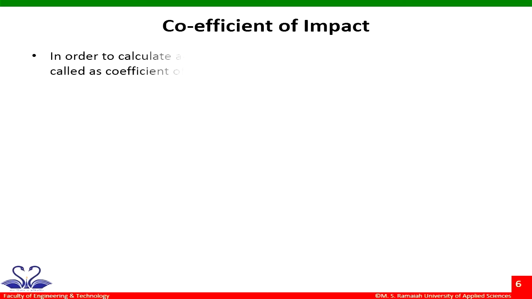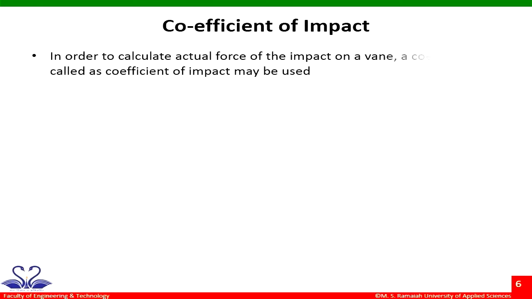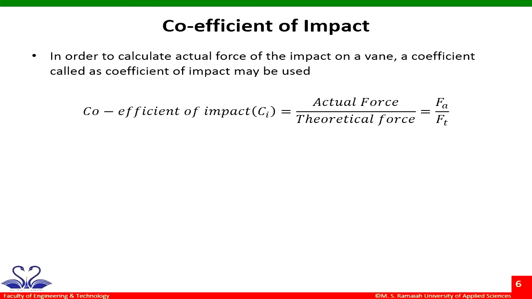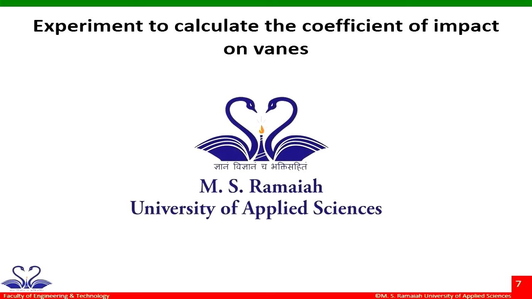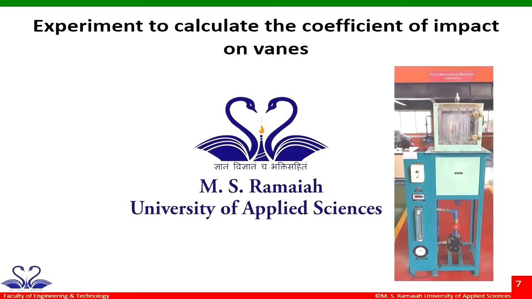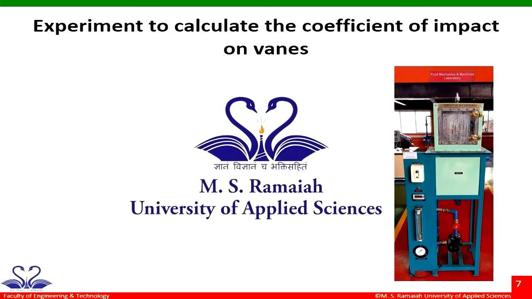In order to estimate or evaluate the actual force of the jet impacting on a surface, we may use a coefficient defined as the coefficient of impact, Ci, which is the ratio of actual force to the theoretical force. We must know that the coefficient of impact is always less than 1. At MSRUS laboratory, we have a setup to calculate the coefficient of impact of jets.